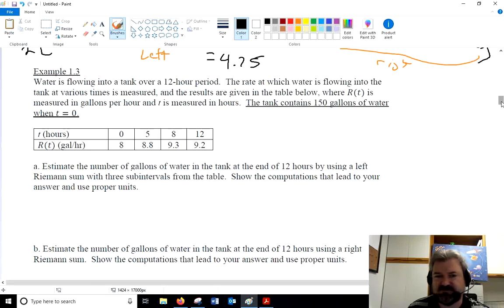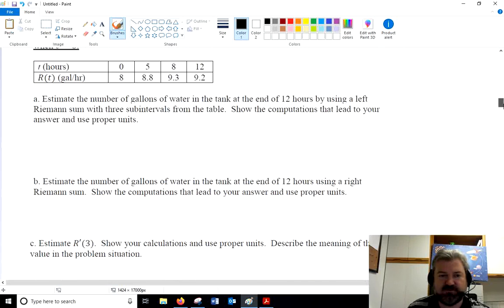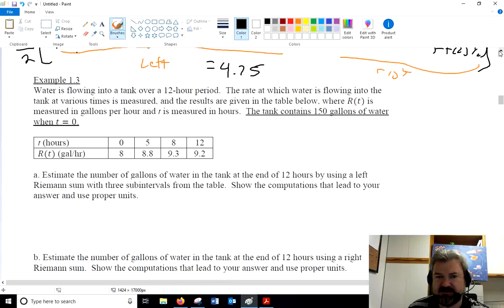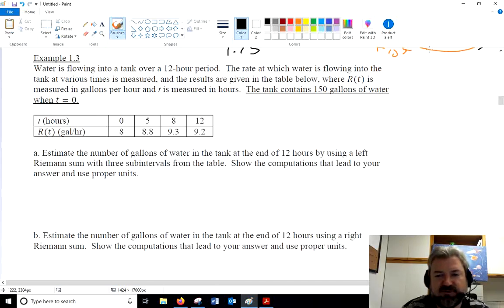All right, let's take a look at this next one. Water is flowing into... I'm having trouble getting it just where I want. Hold on one second.